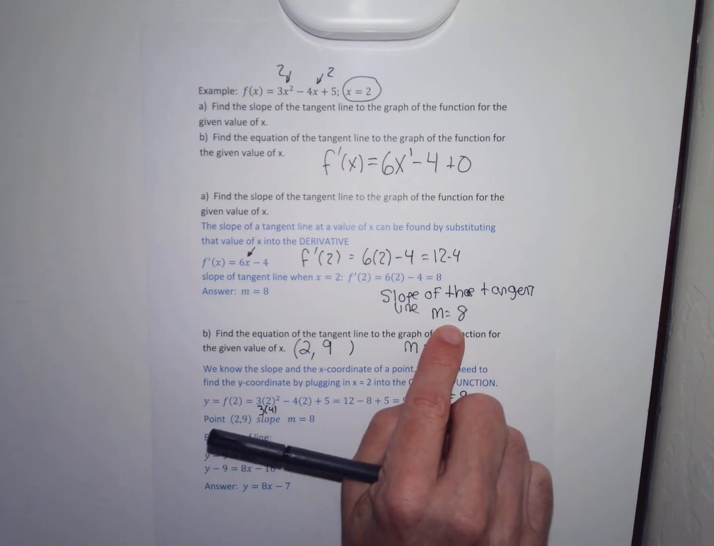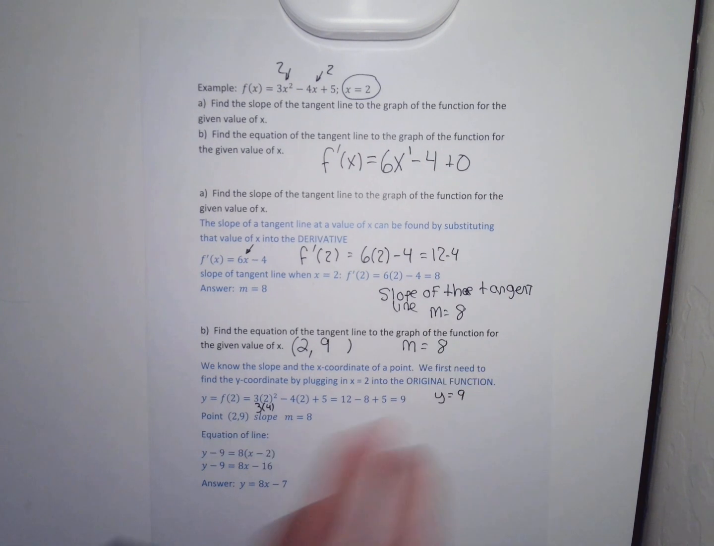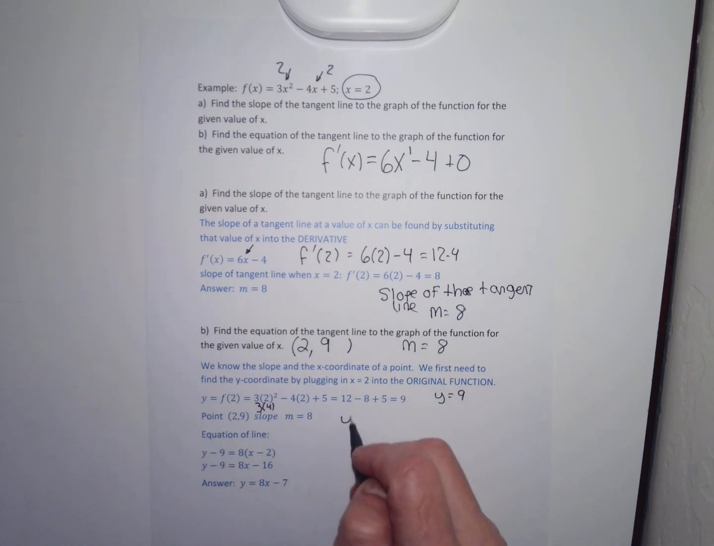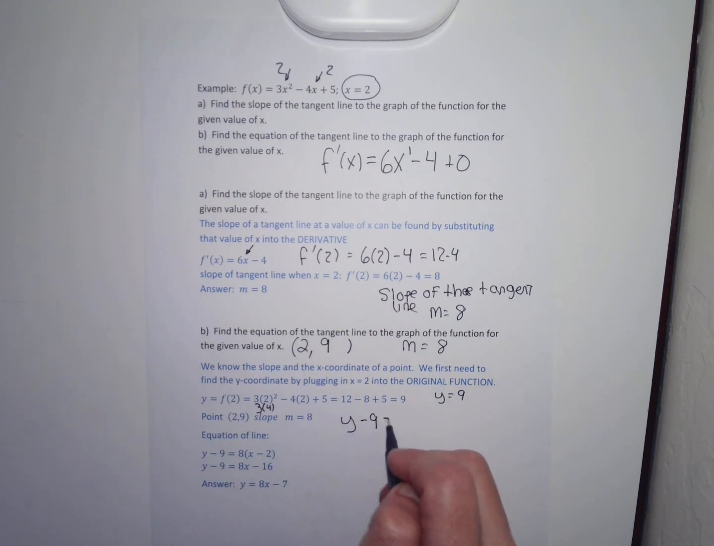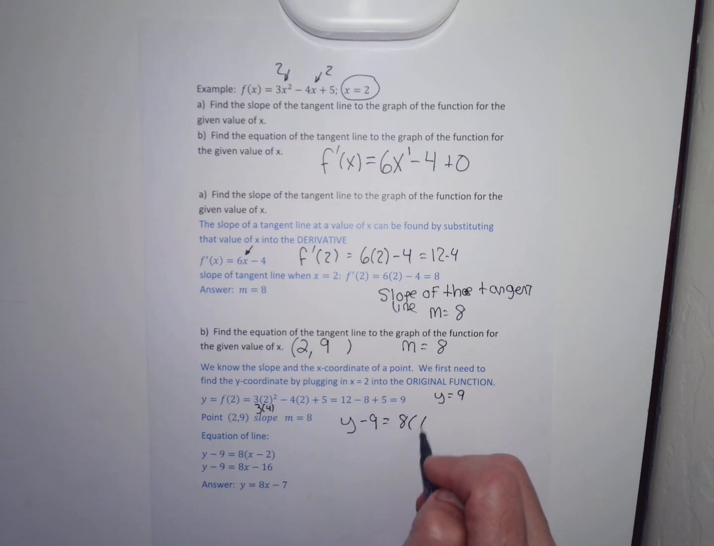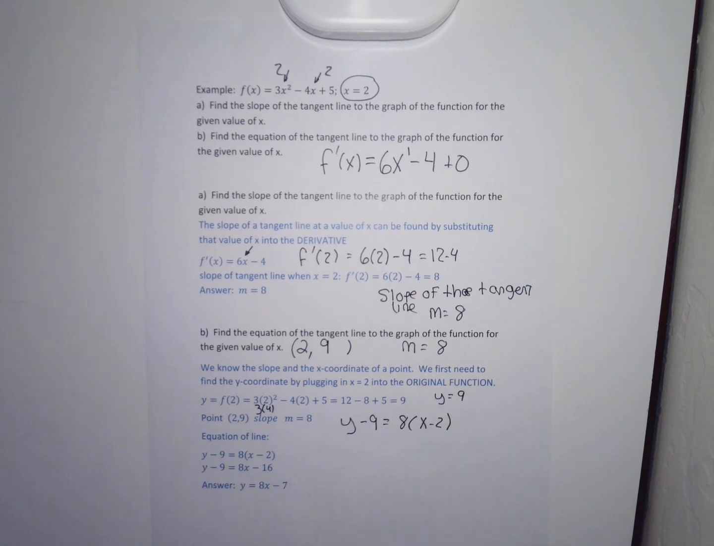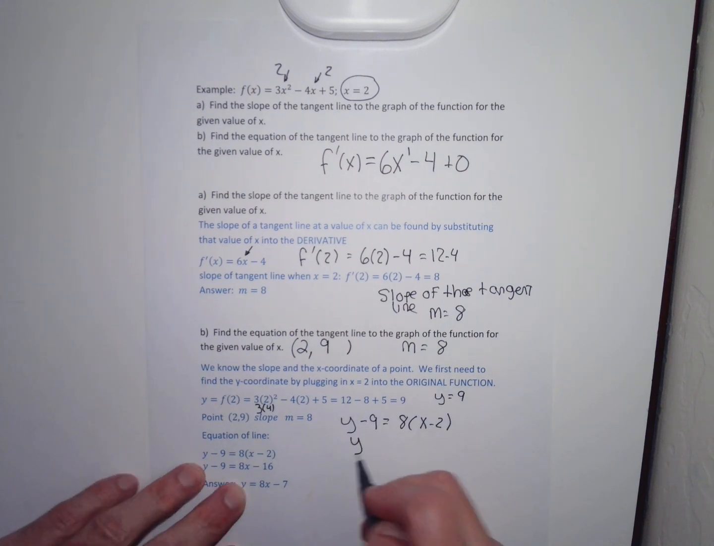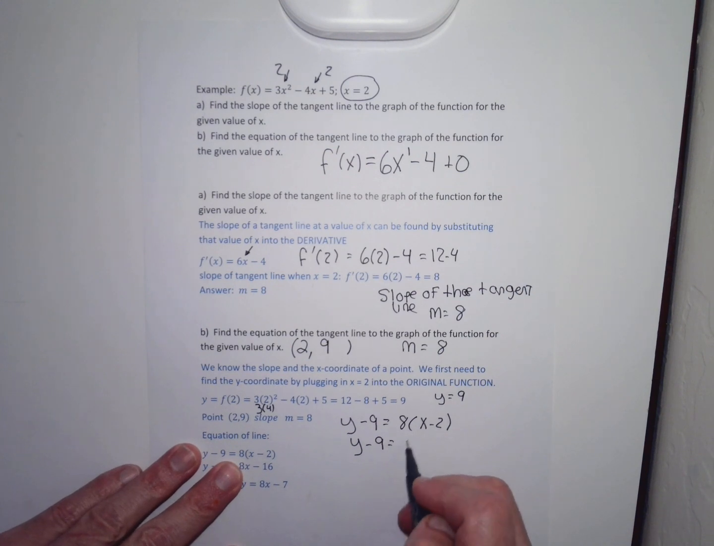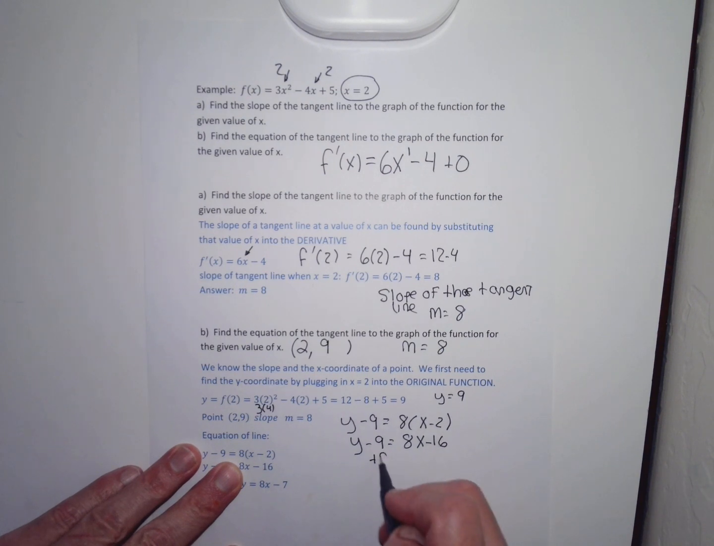In part A, I found the slope of the tangent line when x equals 2 is 8 by plugging the number into the derivative. Now I have a point and a slope. I'm just going to use y minus the y coordinate of the point equals the slope times x minus the x coordinate of the point to get the equation of my tangent line. There are other ways to get the equation of the tangent line. This is just the way I prefer. So algebraically, this is going to give me y minus 9 equals 8x minus 16, and then add 9 and add 9. This is going to give me y equals 8x minus 7, and that's the answer to part B.